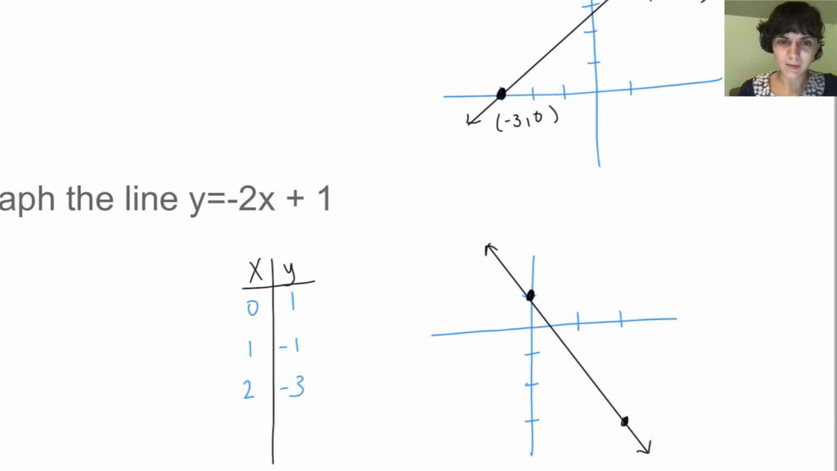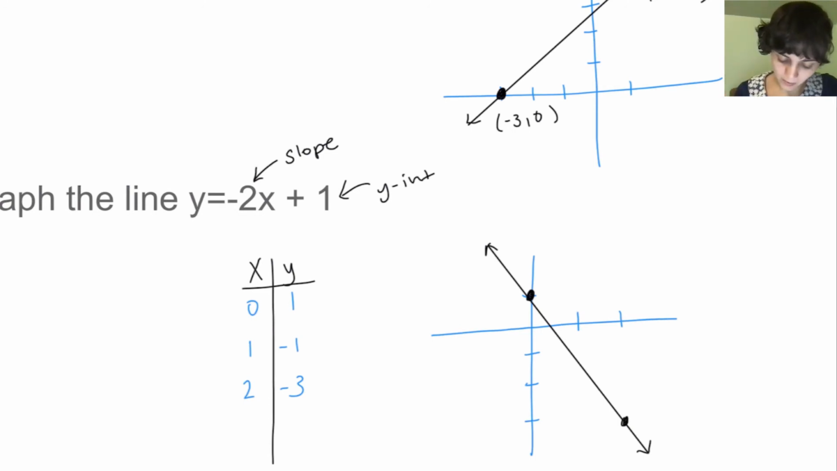And maybe you don't remember like this is the y-intercept and this is the slope. So some people maybe recognize that and said, oh, there's my y-intercept. So my y-intercept is 1 and then my slope is -2. So I go down 2 over 1, down 2 over 1. And it's as easy as that.